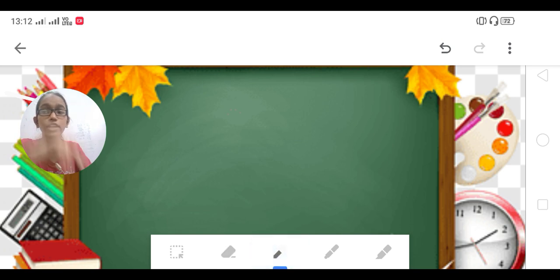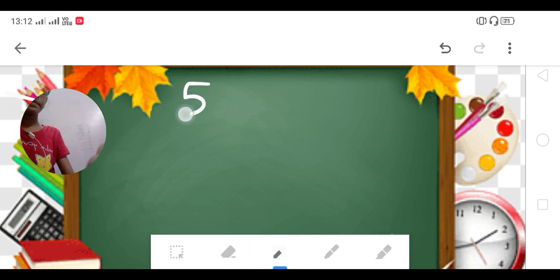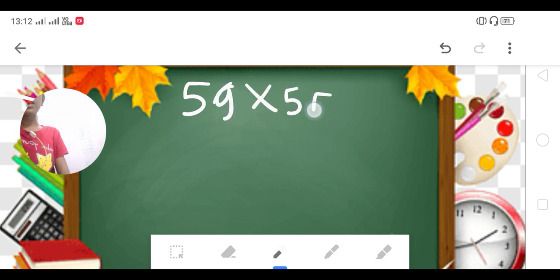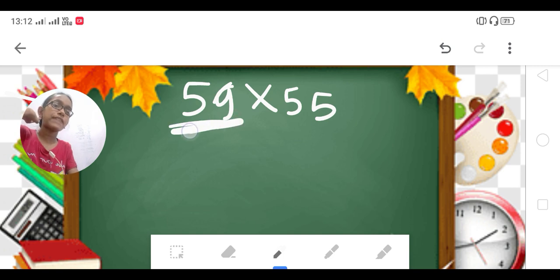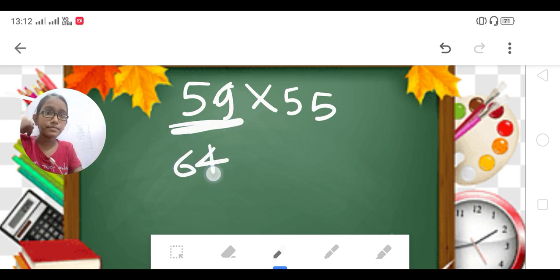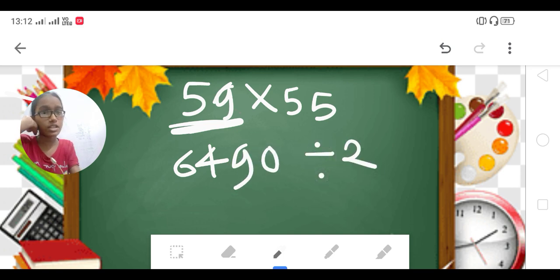Now let's solve one more example based on this topic. Let's take another number, 59 into 55. Now first of all multiply this by 11. 59 into 11 would be 649, and then add a 0 and then divide it by 2. Your answer would be 3245.